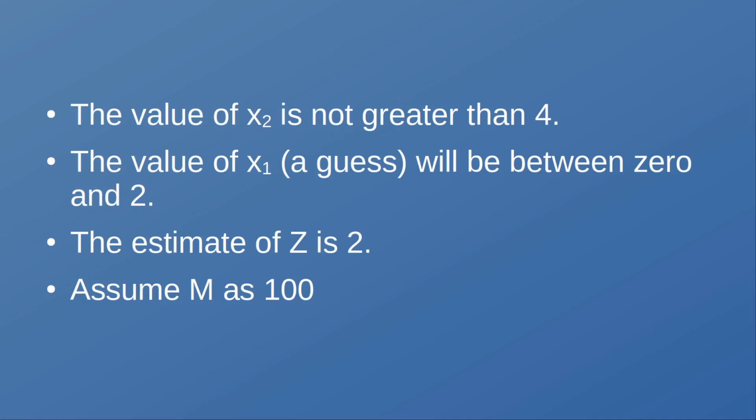Now, let's see what is the value of M that you have to guess, or rather estimate. The value of x2, as you can see, is not greater than 4, looking at the constraints. And the value of x1 should be somewhere between 0 and 2. So the maxima of Z would be somewhere too. It's an estimate, of course, not the final answer. So we assume a value of M which should be far greater than the final maximum value of Z that you are going to get. So we assume a value of M as 100.